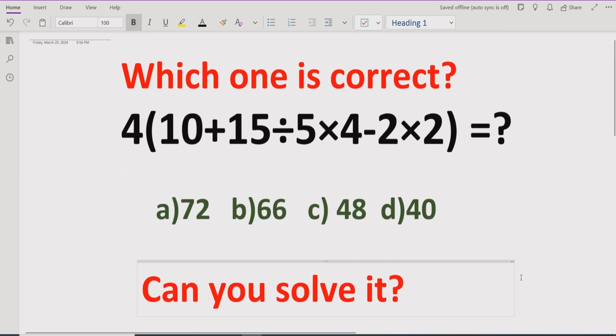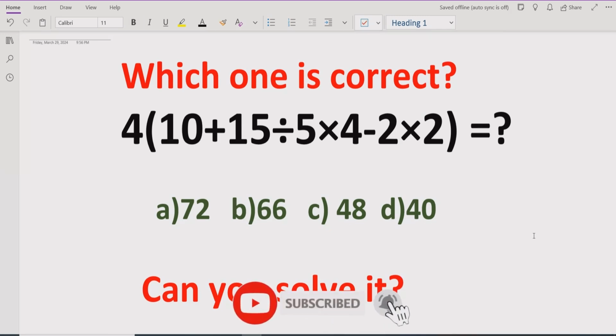Today we will solve another quiz and another expression which is related to the PEMDAS and BODMAS method. Here we have the expression: 4 multiply, using parentheses, 10 plus 15 divided by 5, multiply by 4 minus 2 multiply by 2. We will find out after solving what the correct answer is. We have four options: 72, 66, 48, and 40. So we will see what rules we will apply and how we can get the correct answer of this expression.